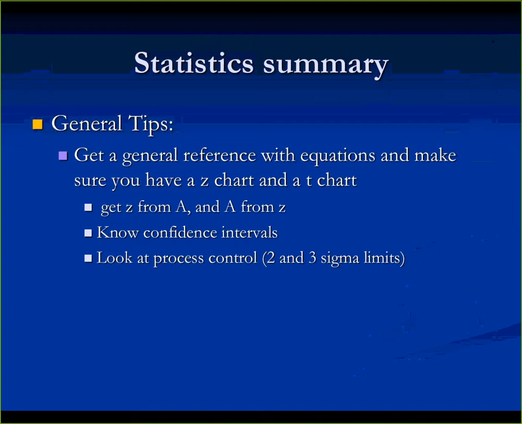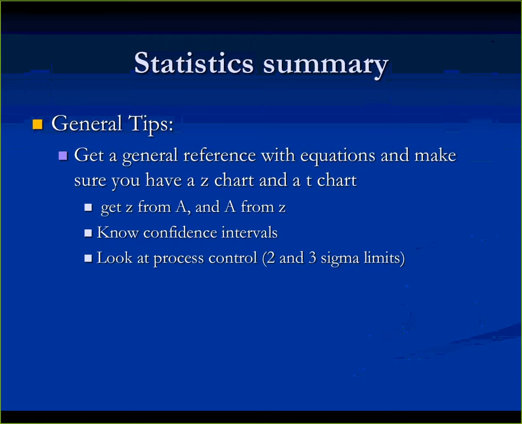So, in terms of a statistics summary, general tips are: make sure you've got references with these tables in them. You need to get a hold of a T-chart. Just remember, you've got simple equations to use for this. You need to know how to get a z-value from the area under the distribution, and also an area under the distribution given a z-value.